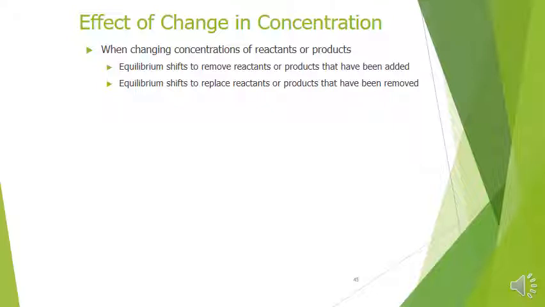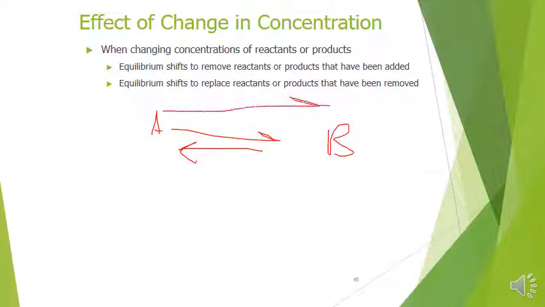When changing concentrations of reactants and products, removing products will cause the pull, and adding more product will cause your push. So if you have A going to B and you add more A, the reaction will go to the right. This is if you're at equilibrium. If you take away B, the reaction will also go to the right. If you add more B, the reaction will go to the left. Another way to make it go to the left is to take away A.